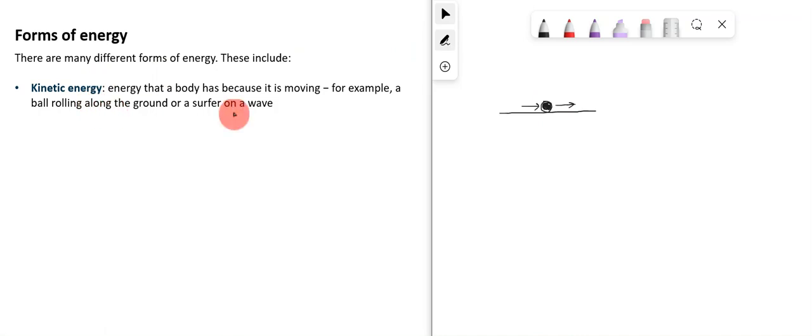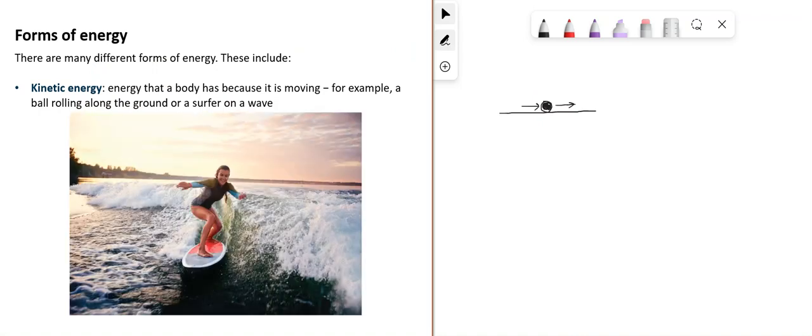So a ball rolling on the ground or a surfer on a wave. Okay, so that's the first form, kinetic energy. You can think about it as the energy an object has because it's moving. Again, if you take a surfer, for example, they're moving along on a wave, and they have what's called kinetic energy, or energy because of movement.